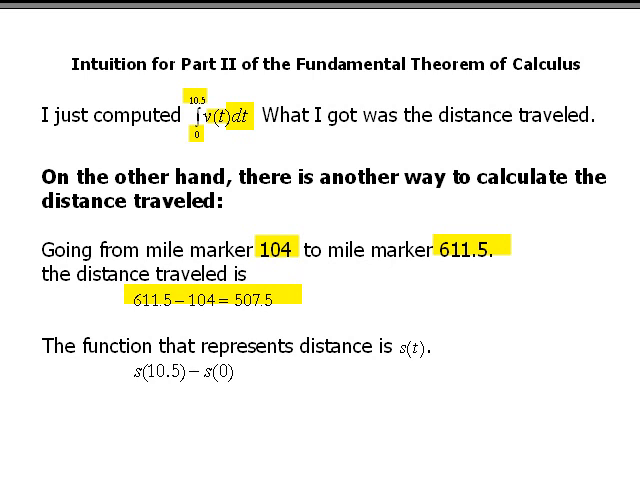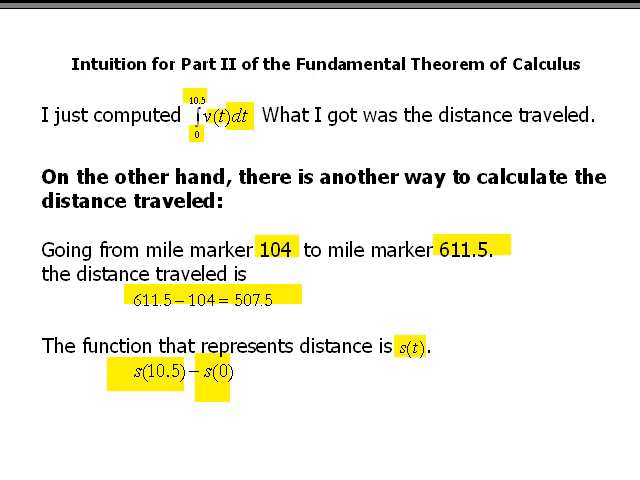All right? So I took the location at time 0, which was 104, the location 10.5 hours later, which was 611.5. I subtracted them and got the distance traveled. There were two ways to get the distance traveled. And there's a function, of course, s represents the distance traveled. And so I took s, evaluated at 10.5, and subtracted s, evaluated at 0, and got my answer.